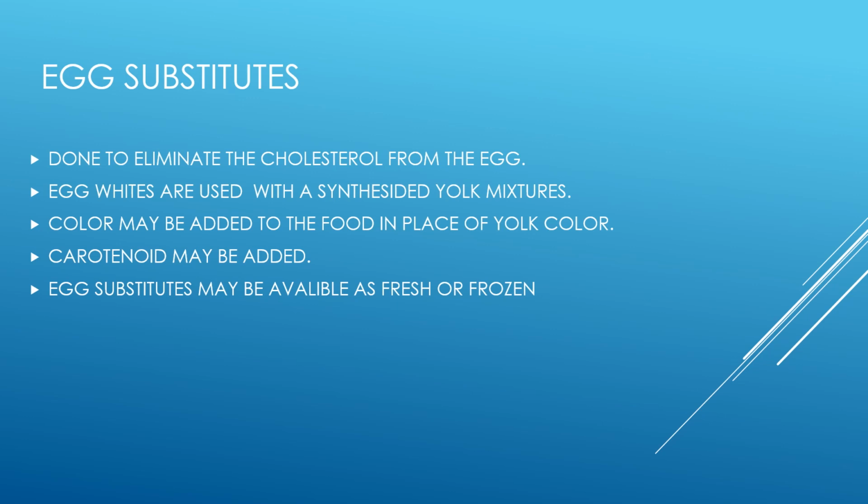The egg whites are used with synthesized yolk mixtures to give the texture that yolk may give. Color may be added to the food in place of yolk color. It is usually carotenoid. These egg substitutes are available as fresh or frozen ones, or they may be available in refrigerated forms. However, while these egg substitutes are present, they fail to give the aroma, the taste, the volume, and the quality which an egg can give.